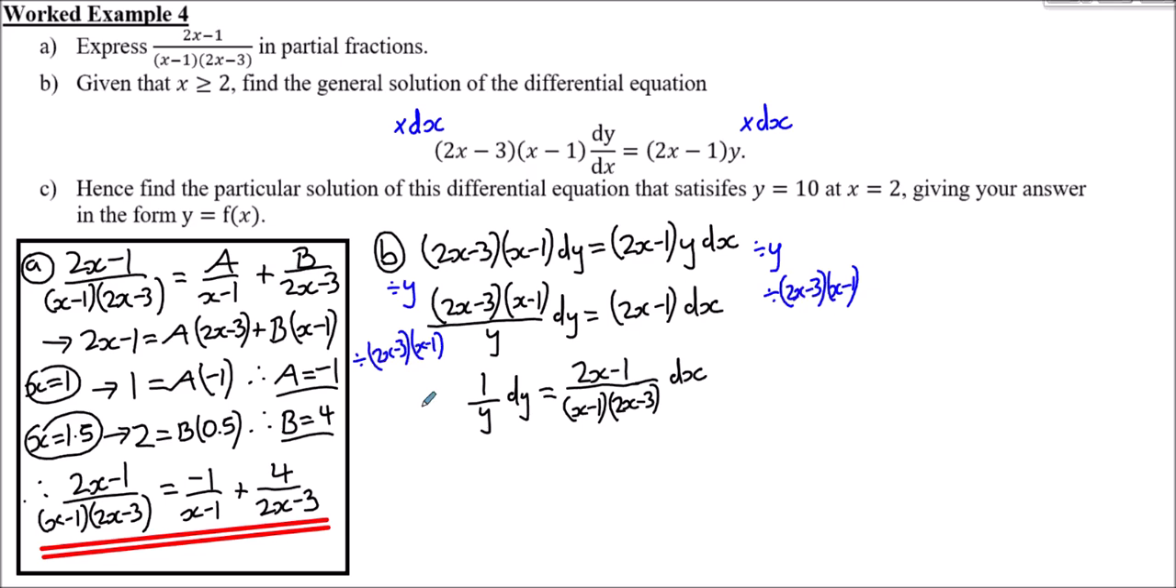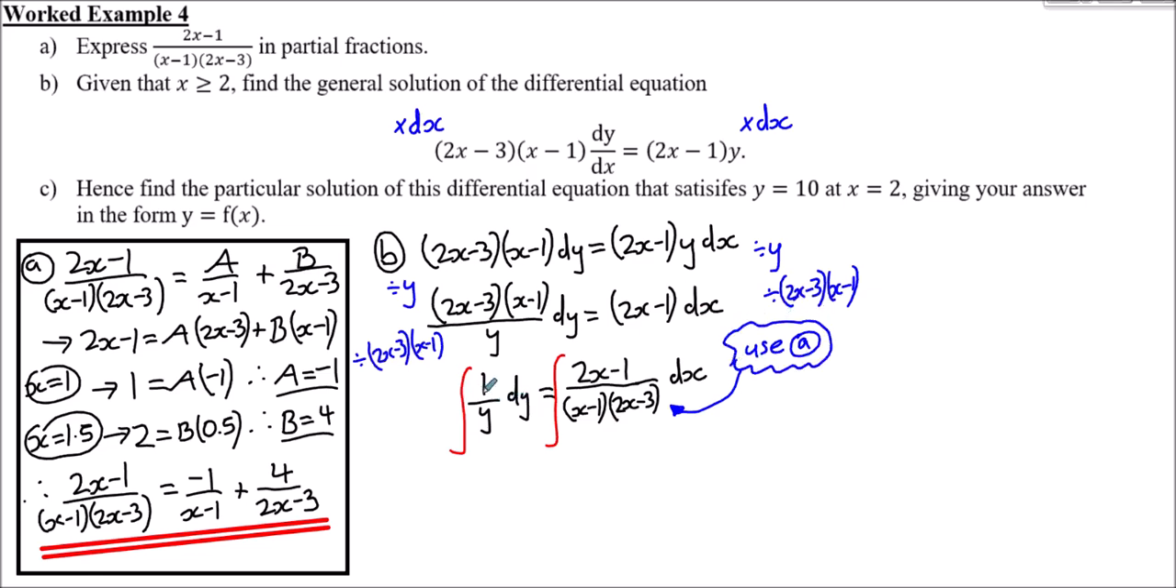I've now got everything in terms of y on this side, everything to do with x over here. I can now choose to integrate both sides. But what I'm best doing first is using part A. So at this stage, use part A to simplify this into something I can then integrate.